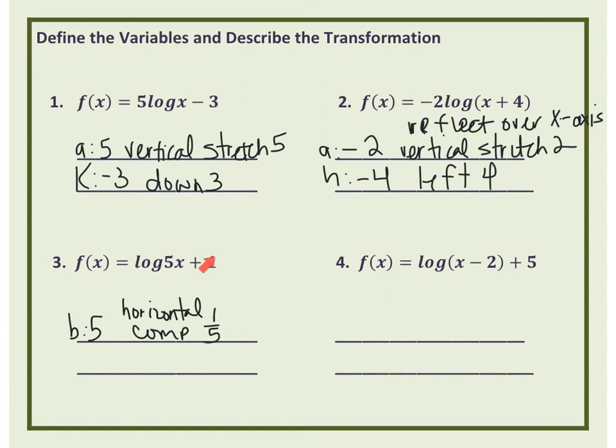That plus 1 is not inside the parentheses. So this plus 1 is a k value of 1, which means the graph went up 1. Okay.